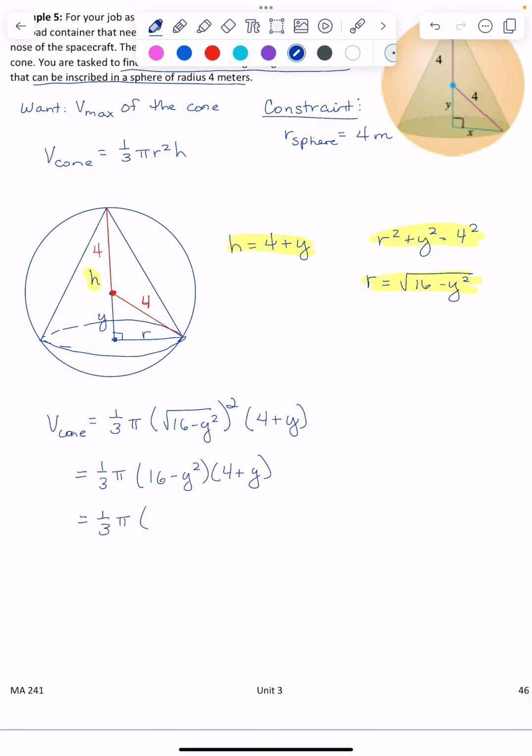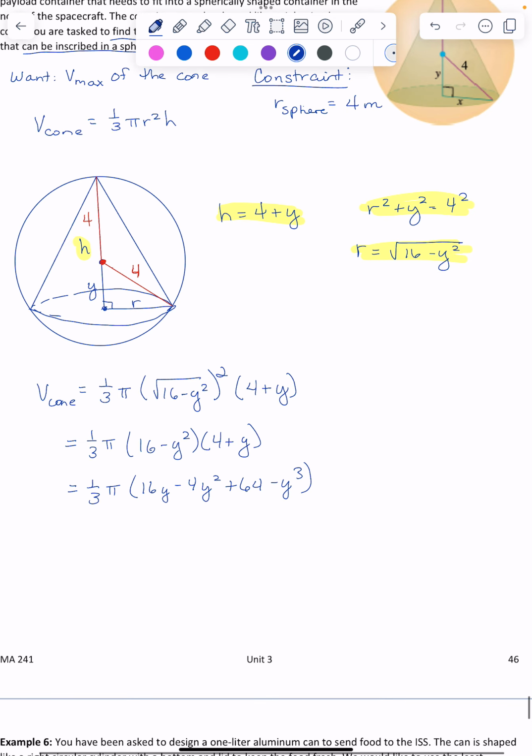I'm going to say this is 1/3 pi. If I do FOIL on this, what I'm going to get is a 16y minus a 4y squared. Let's see, outers, inners. If I do firsts, I'm going to get a 64 and minus a y cubed. Okay, I'm going to clean it up just a little bit. I'm going to say it's 1/3 pi times a negative y cubed minus a 4y squared plus a 16y plus a 64.